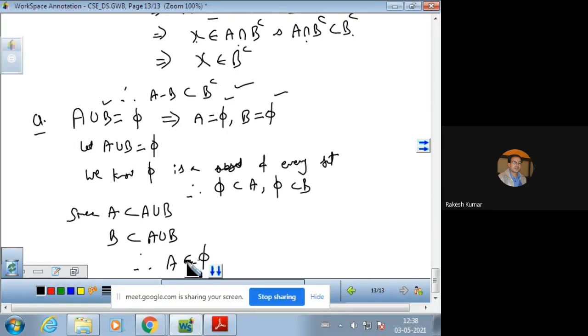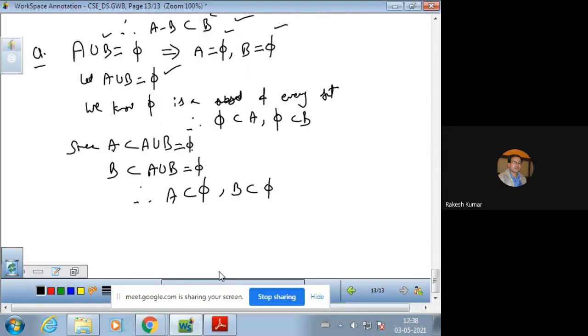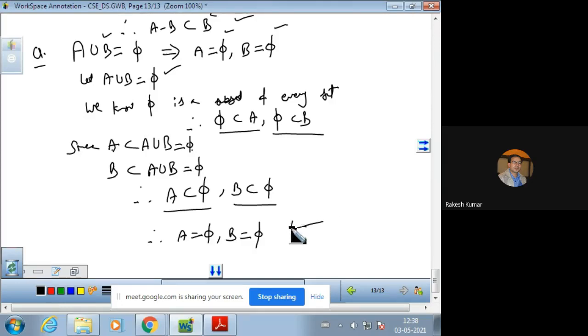Also, you see, A is a subset of A union B, and A union B is phi, and B is a subset of A union B, that is also phi. So A is a subset of phi, and similarly B is a subset of phi. And you just see phi is a subset of A and phi is a subset of B, and A is a subset of phi, प्रूव कर दिया, और B is a subset of phi. दोनों को मिलाकर के we can write down A is equal to phi and B is equal to phi. Now the result is clear now.